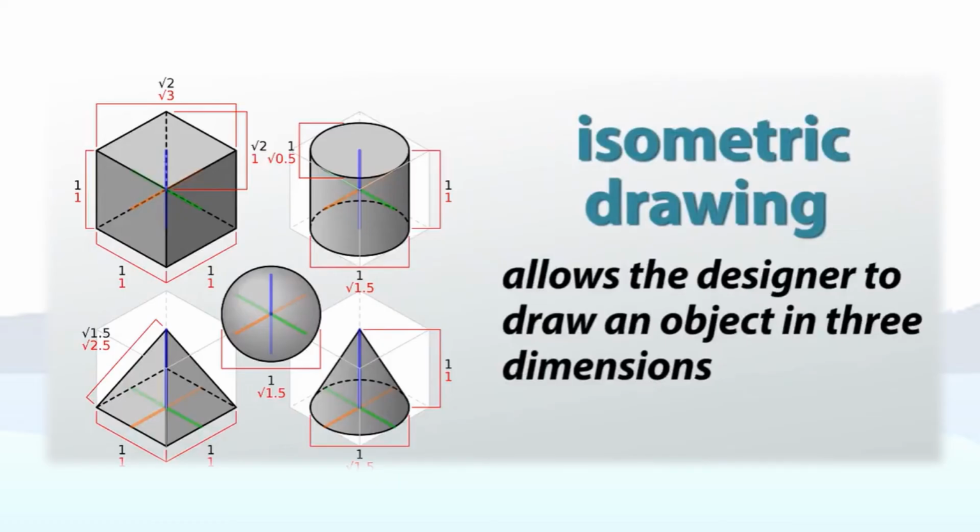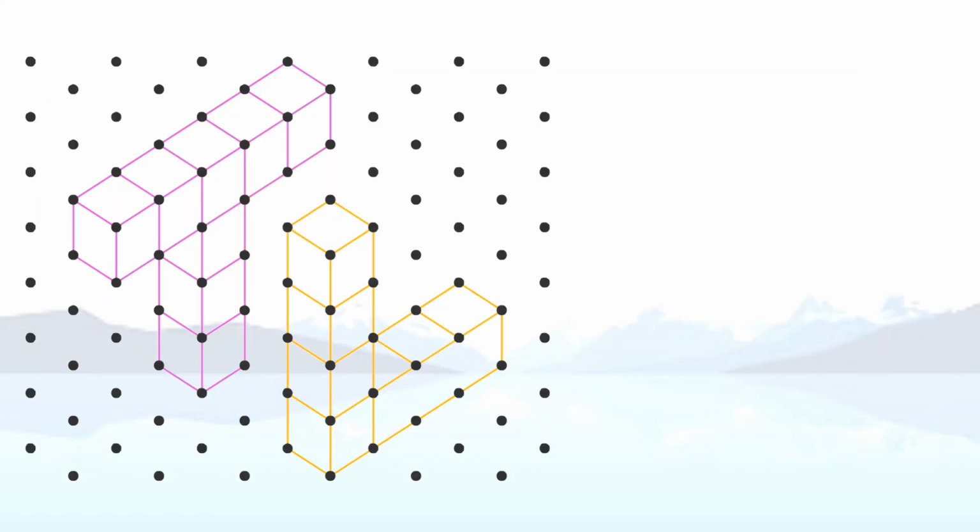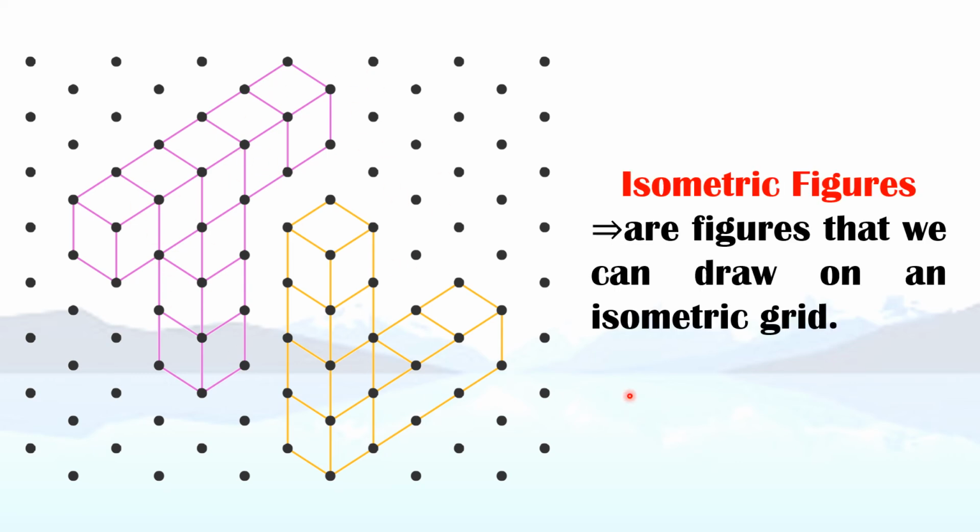So we also have isometric drawing. What is isometric drawing? It allows the designer to draw an object in three dimensions. From here, we have the grid, and then we have the isometric figure. So isometric figures are figures that we can draw on an isometric grid.